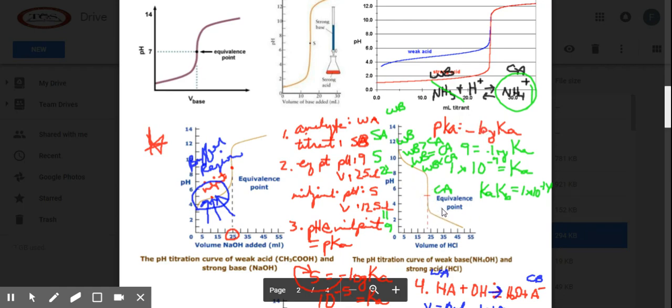And then after the equivalence point, I have conjugate acid, but I also have H pluses that are floating around in the solution because I keep adding more and it has nothing to react with. So being able to pick apart the molecular ratios for both a weak acid strong base titration as well as a weak base strong acid titration is really important. So that's kind of how we look at all of these things here.